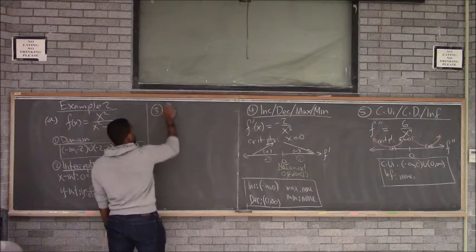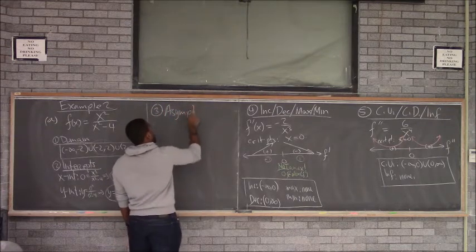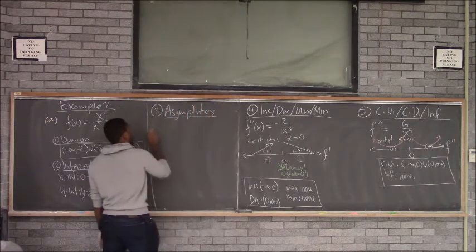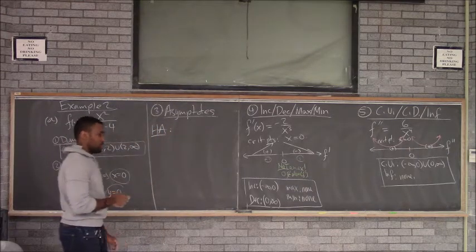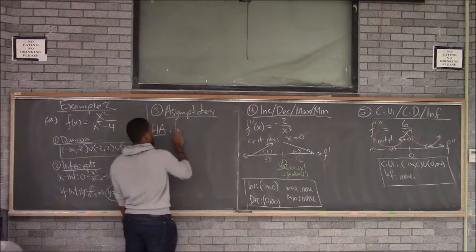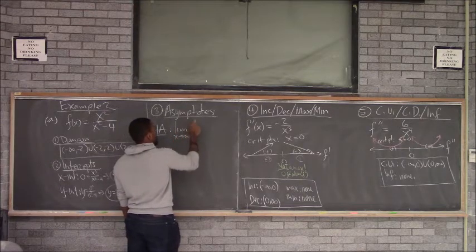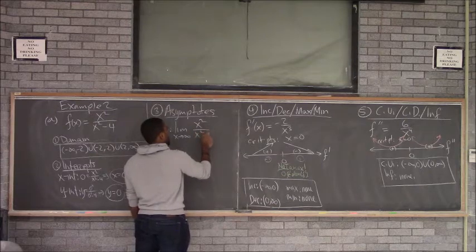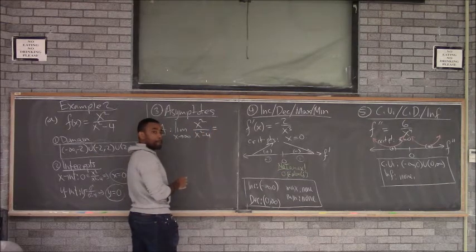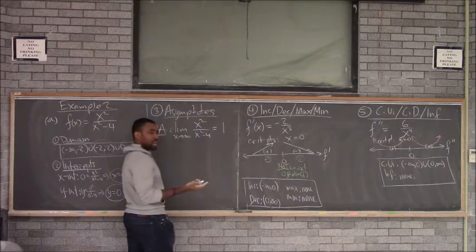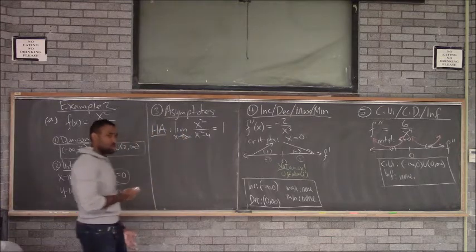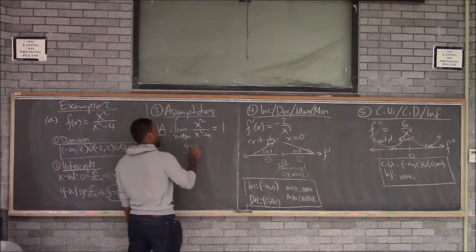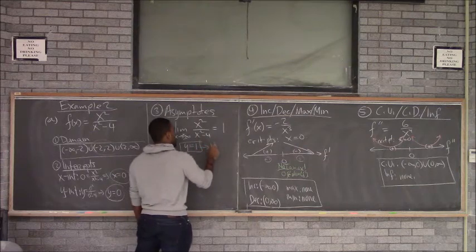3, asymptotes. We only care about 2 asymptotes. We care about the horizontal ones. How do I find the horizontal ones? I find the limit as x goes to infinity of the function. What is that? 1. Right? Ratio of the highest powers of x. That's going to be x squared over x squared. It's 1. You will actually get the same thing whether you go to plus or minus infinity. So y equals 1 is an HA.